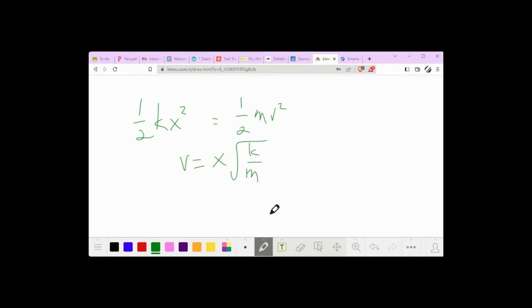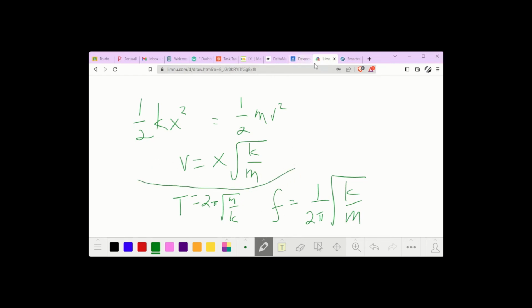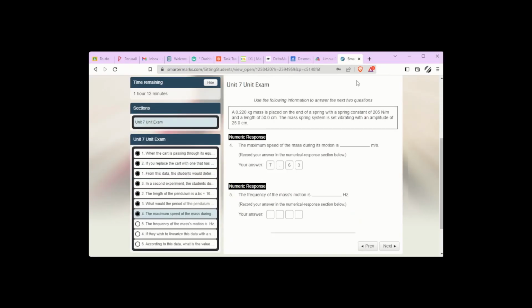The frequency of the mass's motion. Well, period is 2 pi root m over k. So frequency, which is 1 over period, is 1 over 2 pi root k over m. We're given k, we're given m. So these two parts can be solved in either order. The results of the first one have no impact on the results of the second. So when we put in our k is 205 and our m is 0.220, we get 4.86 hertz.